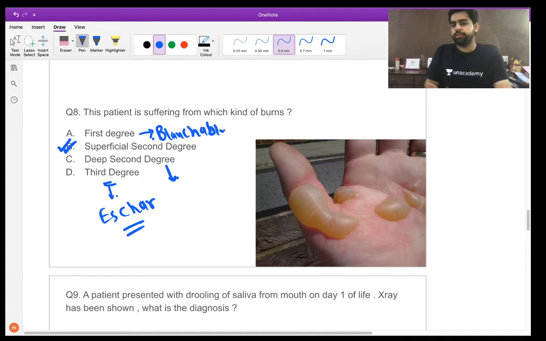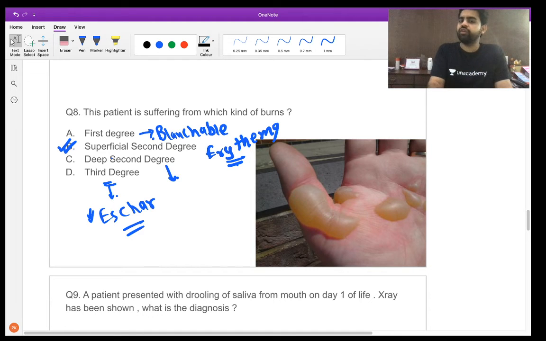Okay, so blanchable erythema. That is the only thing which you get in the first degree burn. So first degree burn, blanchable erythema; second degree burns, blisters; third degree burns, what do you get? You get reduced pain sensation, but pin prick sensation is maintained, and in the third degree burn you get a characteristic scar formation. Okay, so these are the buzzwords which they will give you if they are trying to test you on the classification of the burns.